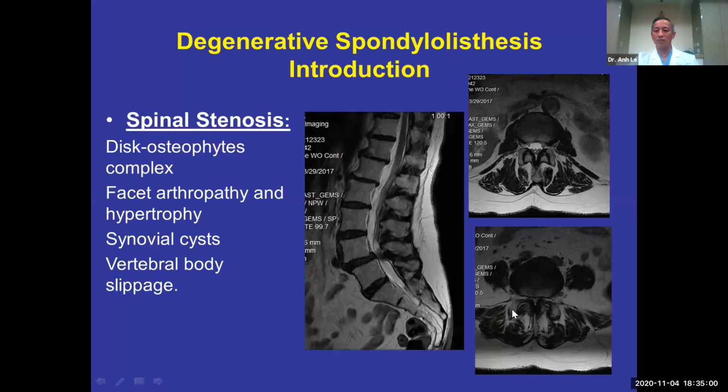At the level of L4-5, the cross section shows that you cannot see the thecal sac at all. You cannot see the nerve root. All you're going to see is thickened ligamentum flavum and what appears to be a little pinch of a remnant of the thecal sac. So the combination of the slippage, bone spurs forming from the disc spaces or the facet joints, and also synovial cysts emanating from the facet joint causes significant spinal stenosis.